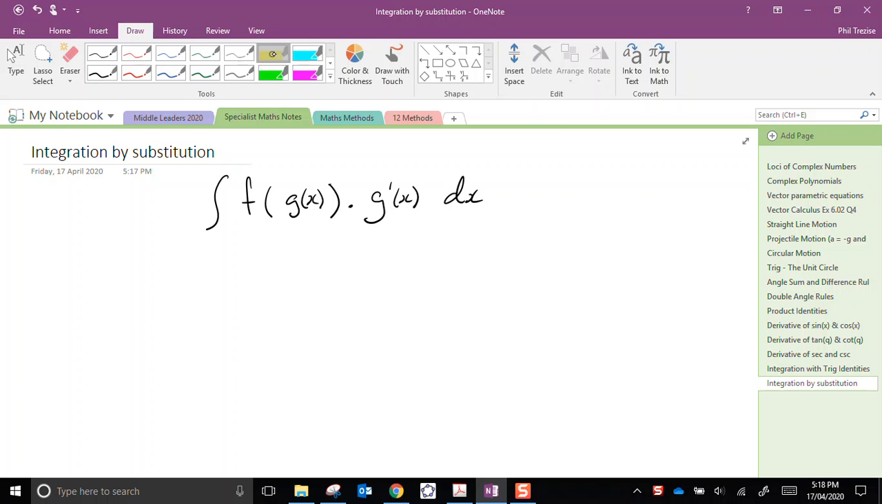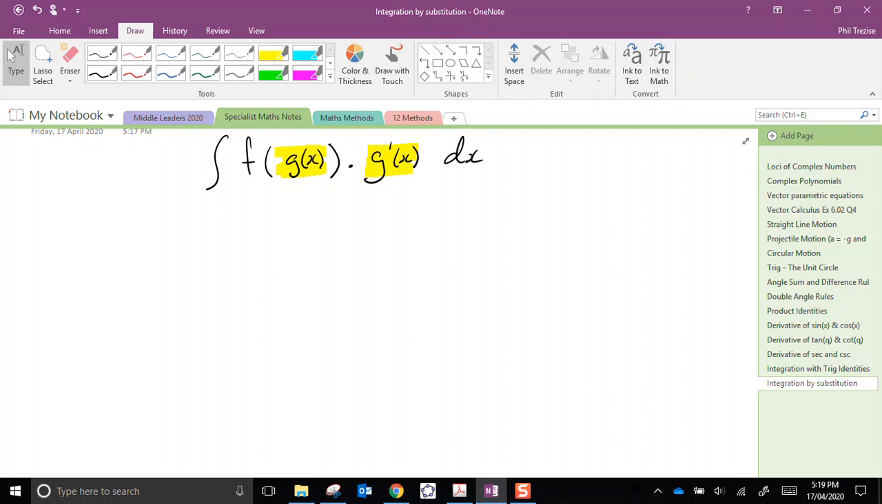So the clue is, if we can see part of what we're dealing with and its derivative or a multiple of its derivative exists, then this is the technique to try. This will be clearer, I think, with a few examples. So let's keep that in the back of our mind as we try the first example.